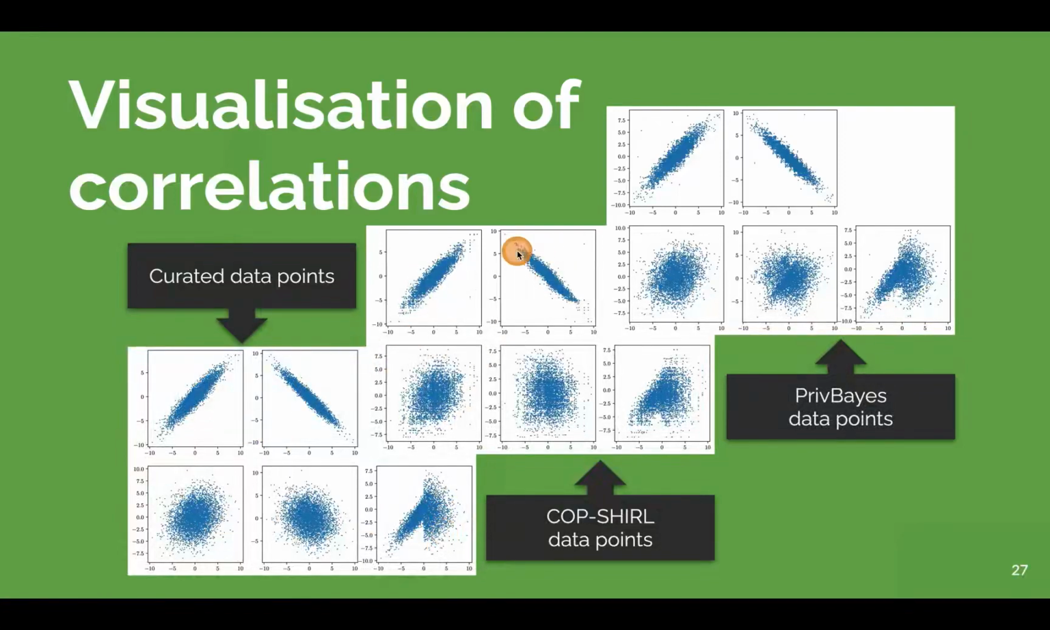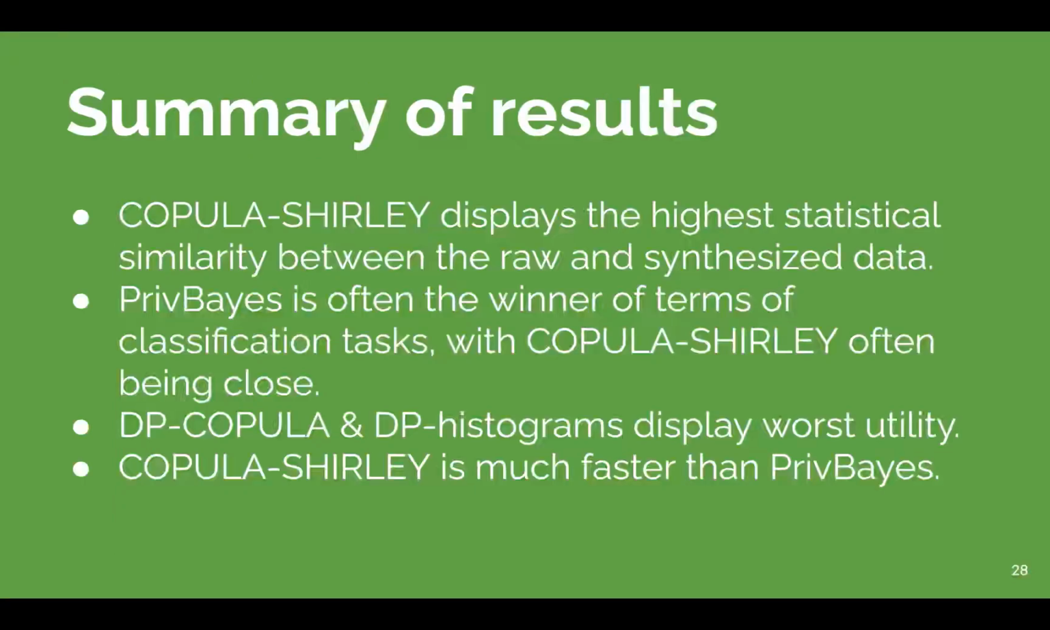Both copulas and PrivBase performed quite well for the highly correlated and the slightly correlated, but PrivBase outperforms copulas when it comes to the split correlations in the data. Here copulas kind of interpolates a bit more than PrivBase.